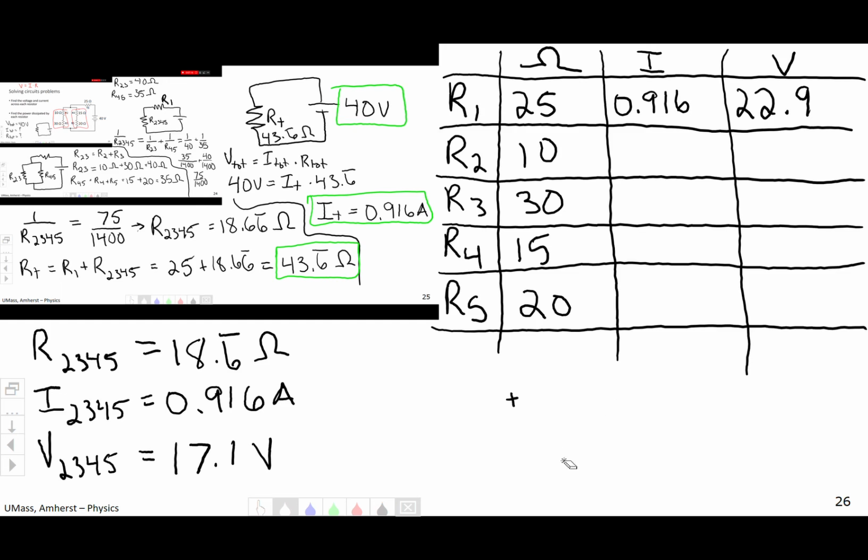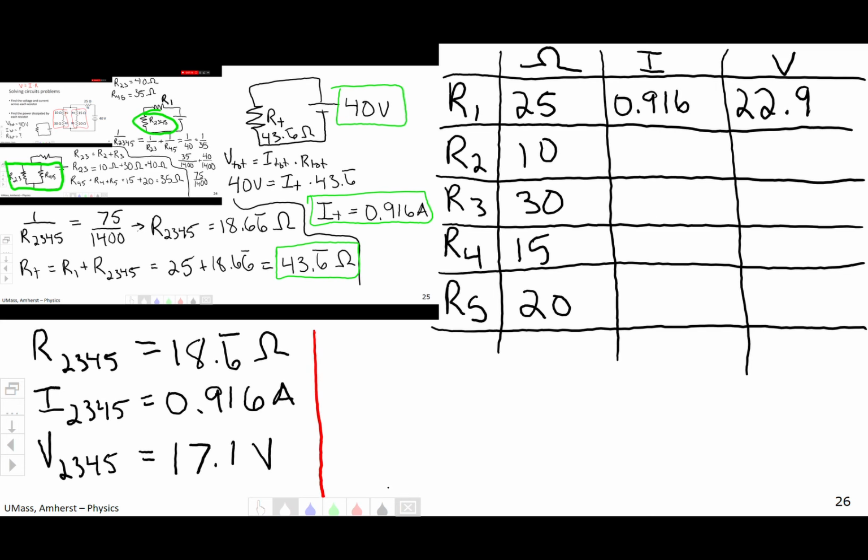Great. Moving on. So now we're basically going to go backwards. We know that R2345 was made up of R23 and R45. If we look way back up here, we saw that 2345 was parallel R23 and R45. Great. That means that R23 and R45, since they are in parallel, receive the same voltage.